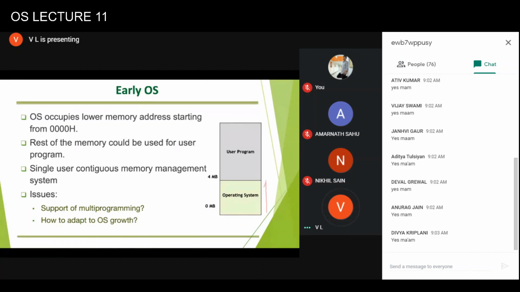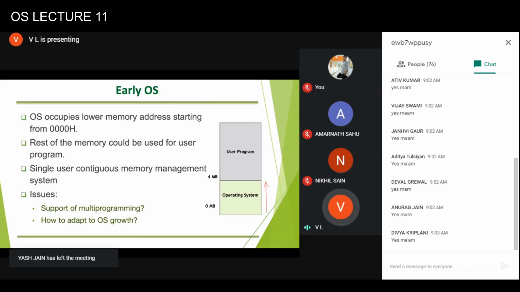So addresses are increasing from this direction to this direction. And the rest of the memory could be used for the user system. So naturally, as far as the user program is concerned, a single contiguous block of memory is available to be used. Now, the main problem in this particular scenario is, how do you ensure that it will support multi-programming, that more than one program can coexist within this system?